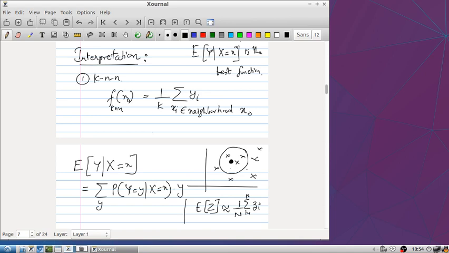Is that clear why KNN makes sense? It's basically two approximations.